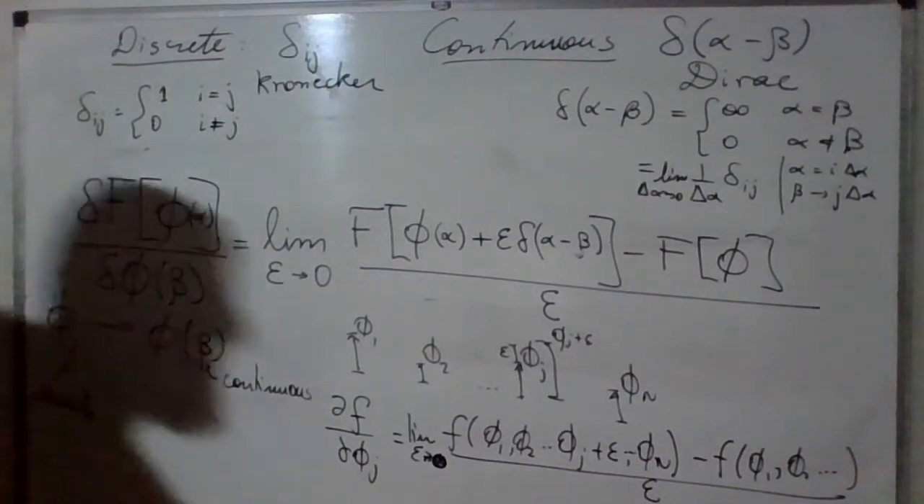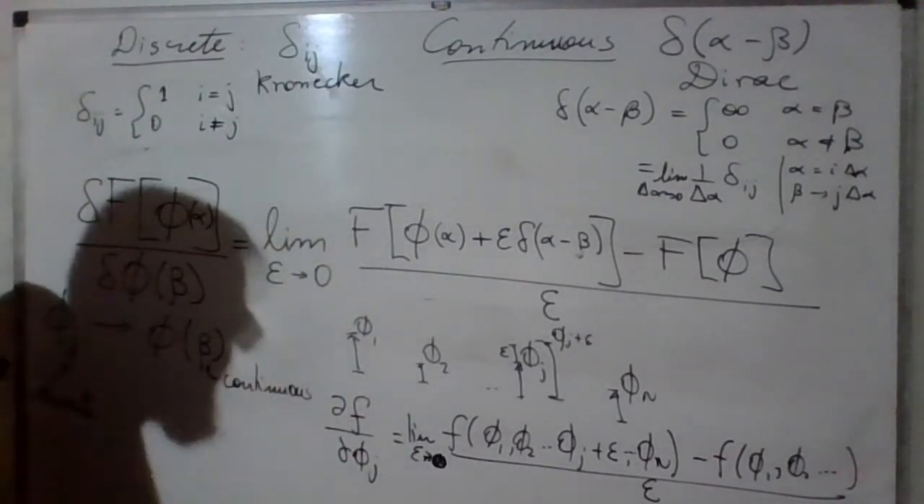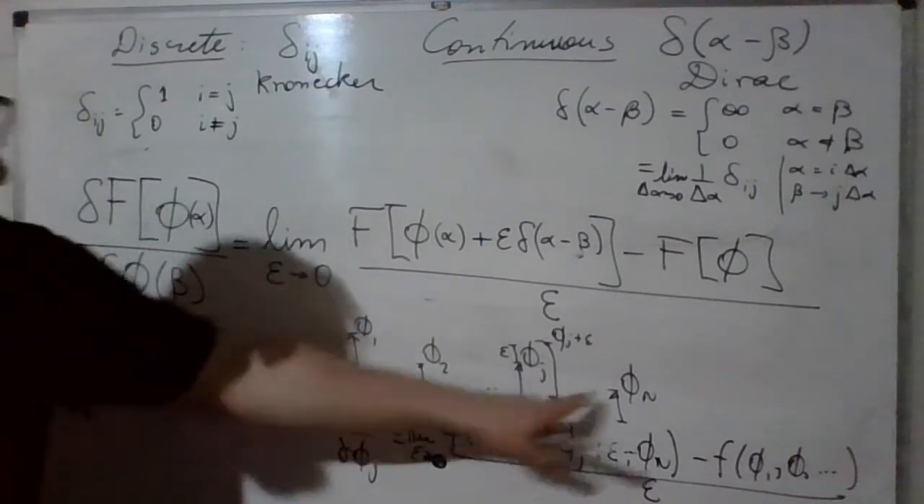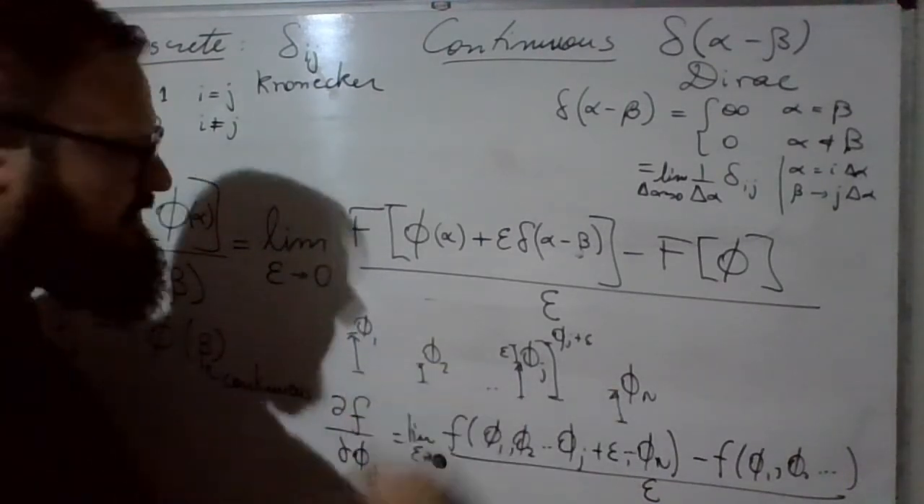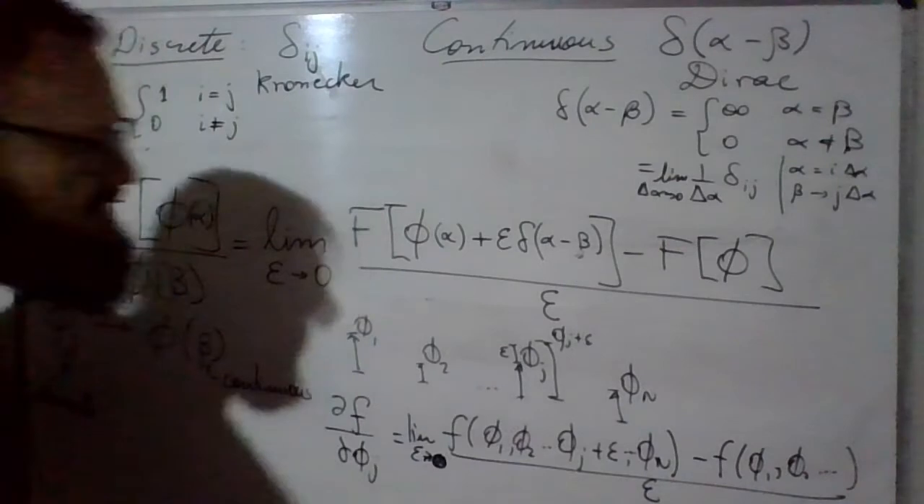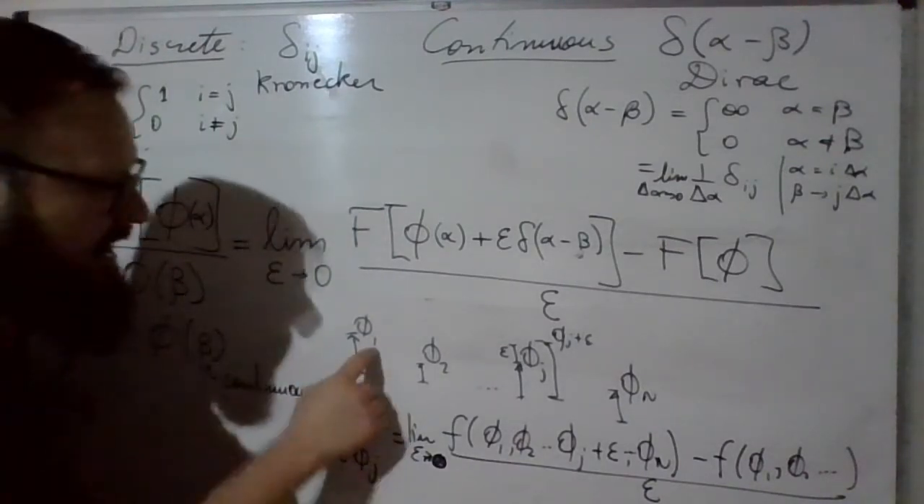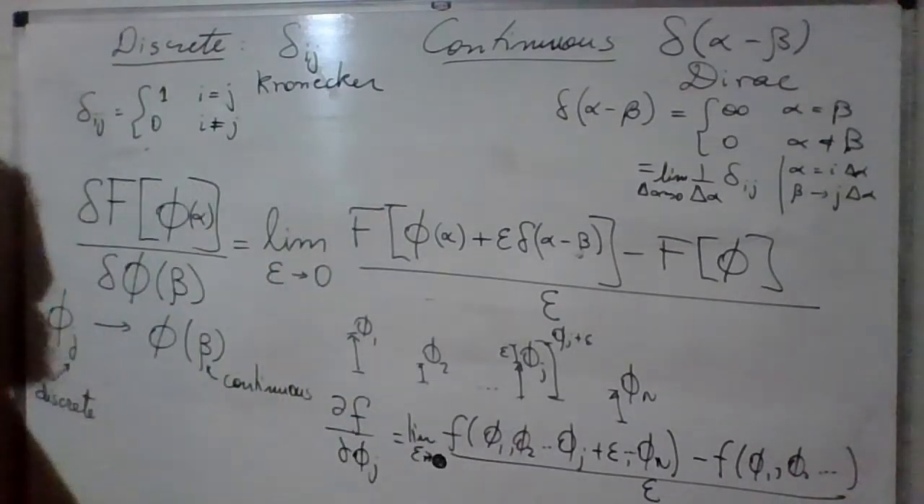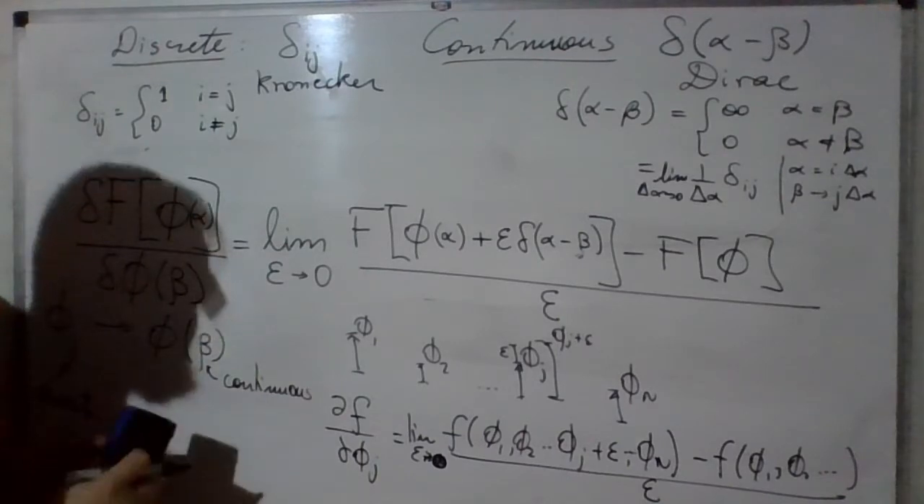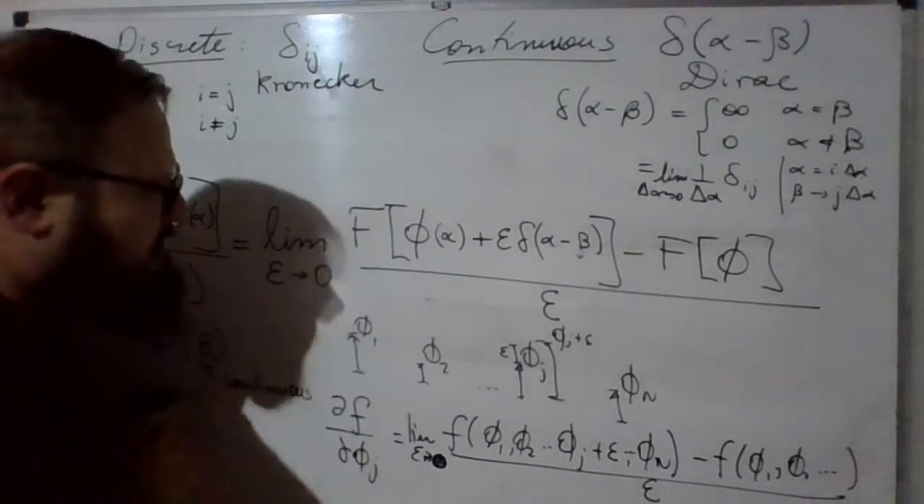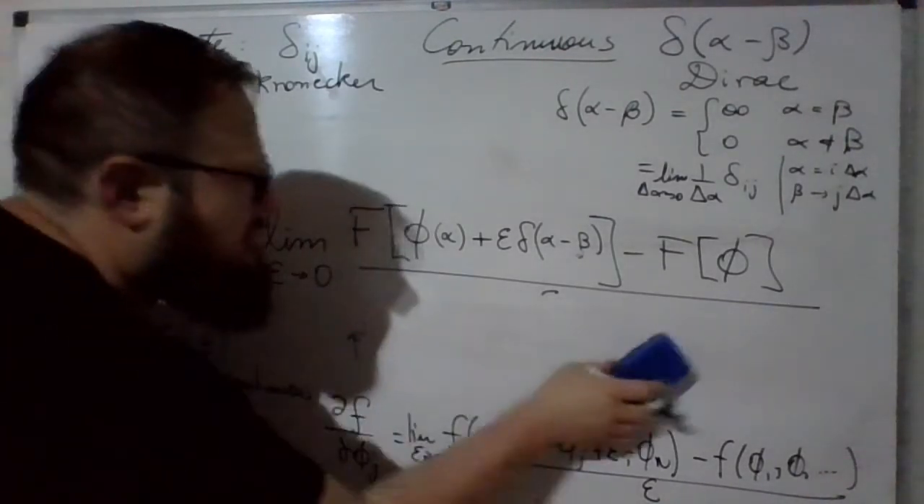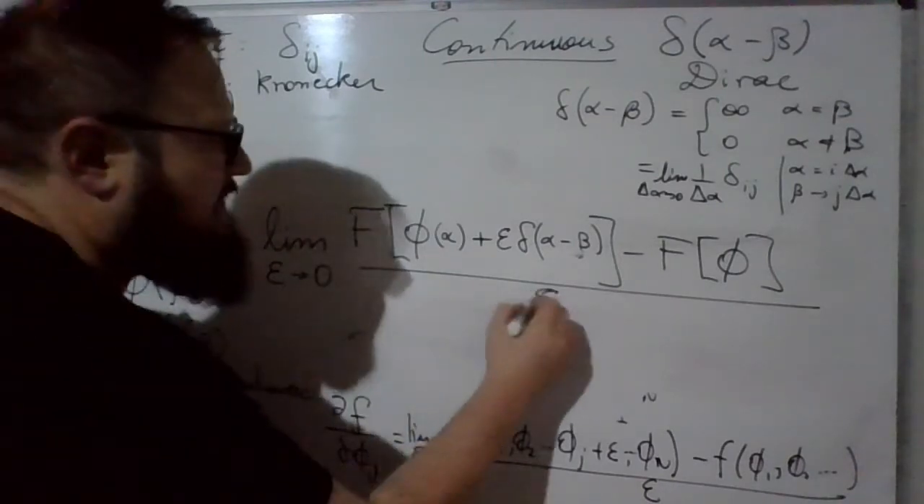For the case of the functional derivative, I don't have a set of values indexed by a discrete index. Now I have something like a function. Okay, so I have a function here.